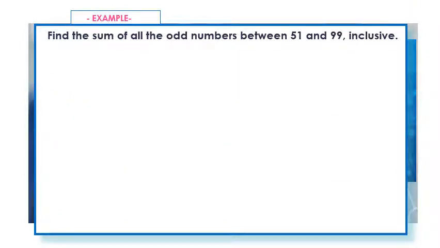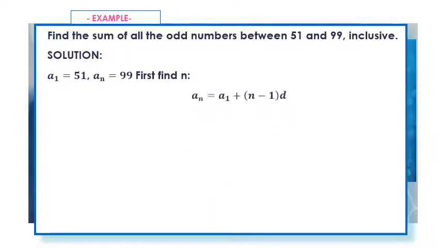Okay, another example. Find the sum of all the odd numbers between 51 and 99 inclusive. So we have a sub 1 is equal to 51 and a sub n is equal to 99. What we are going to find first is the number of terms. So we have a sub n is equal to a sub 1 plus n minus 1 multiplied by the common difference. The a sub n is given, a sub 1 is given, and the common difference could be known because the difference between odd numbers is 2. So we have 99 is equal to 51 plus n minus 1 multiplied by the common difference, which is 2. So the number of terms, n, is equal to 25.